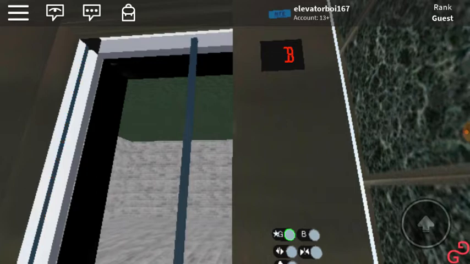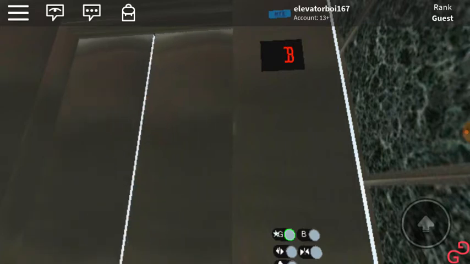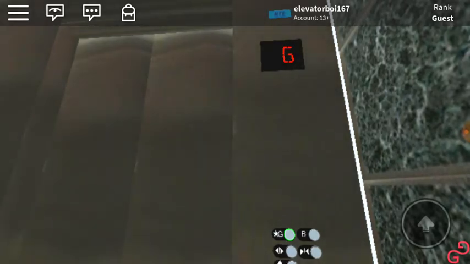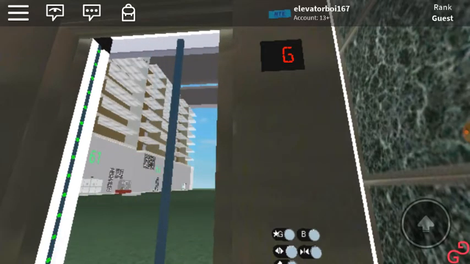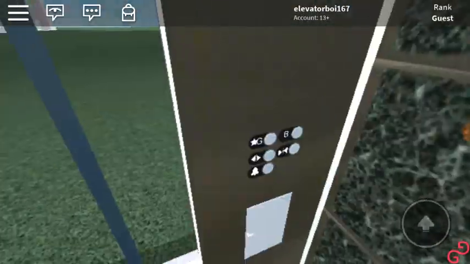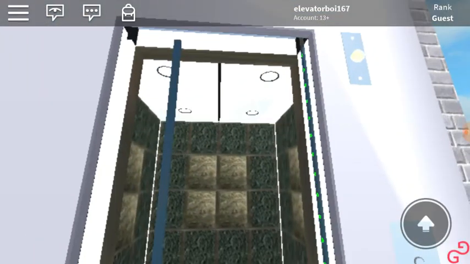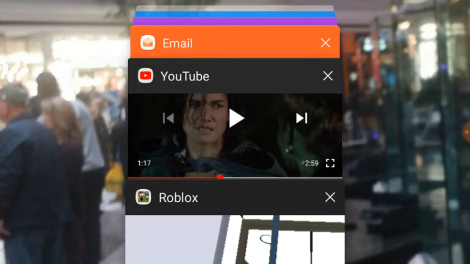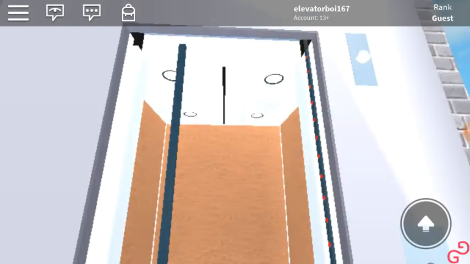Here we go. Yeah, no one. G should be on the right. B should be on the left. Please, please fix this button layout. Whoops. Okay, that was strange.